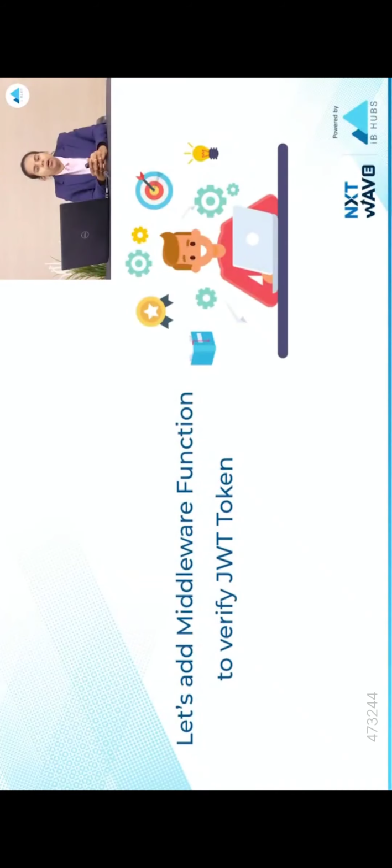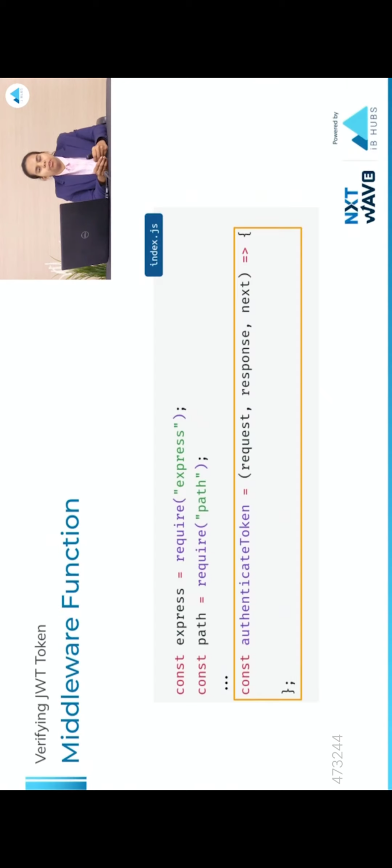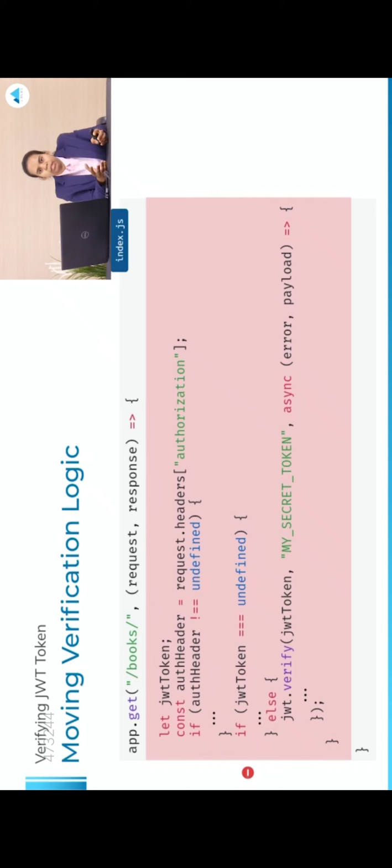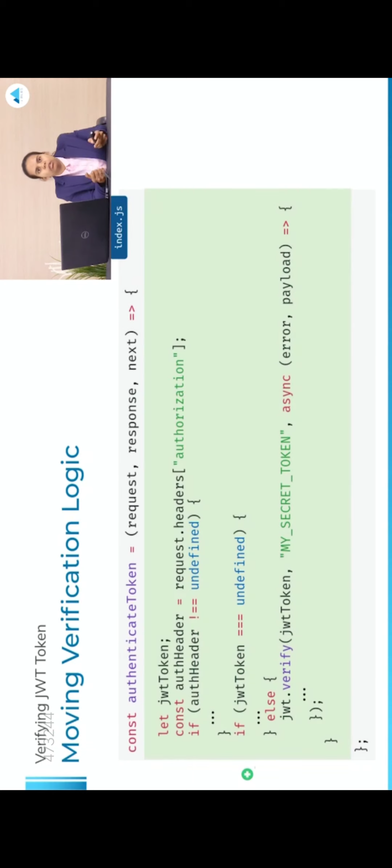Okay, so now coming back to our main issue, which was we wanted a verification to be done for various APIs. So for that, we want a middleware function to verify the JWT token. So let's start writing that. Here we want to authenticate the token, so we are writing a middleware function for that. So request, response, and next as the arguments. Now the entire JWT verification code has to be moved to this middleware function. So let's remove that from the getBooks API and add that to the authenticate token.